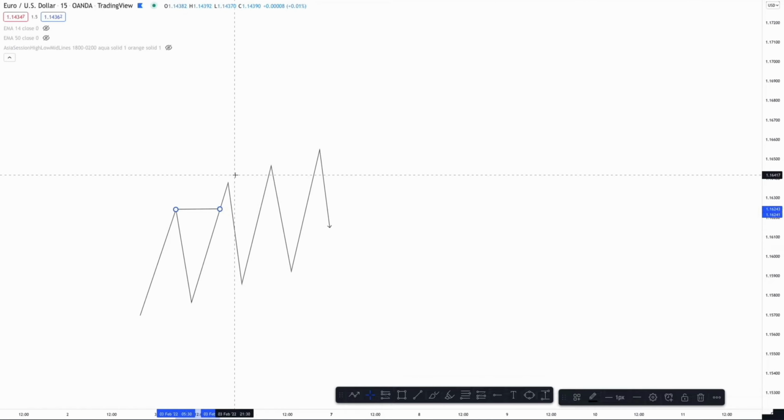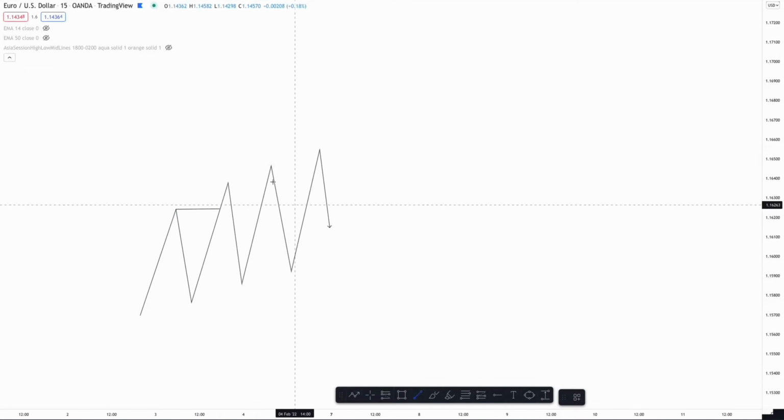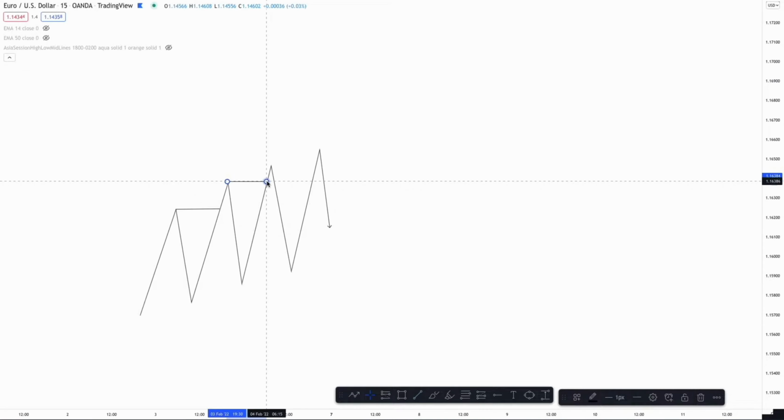So as you can see, we've got a breaker structure to the upside. And then we also have another breaker structure here. So as I just explained, the reason these are breaker structures, guys, is because as you can see, price trades through the structural points every time to the upside, meaning it's breaking structure.